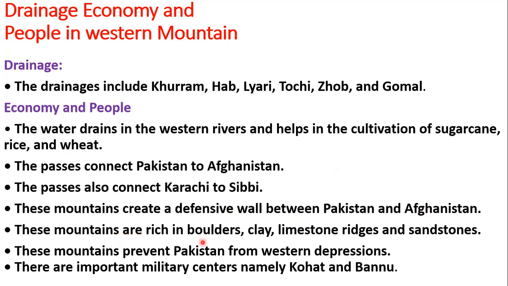These mountains are rich in boulders, clay, limestone, reds, and sandstones. Their formation produces different kinds of limestone, chune ka pathar, sandstones, and other mixed minerals. Somewhere we find copper, and there are also oil and gas, but at quite a low level. These mountains protect Pakistan from western depressions.